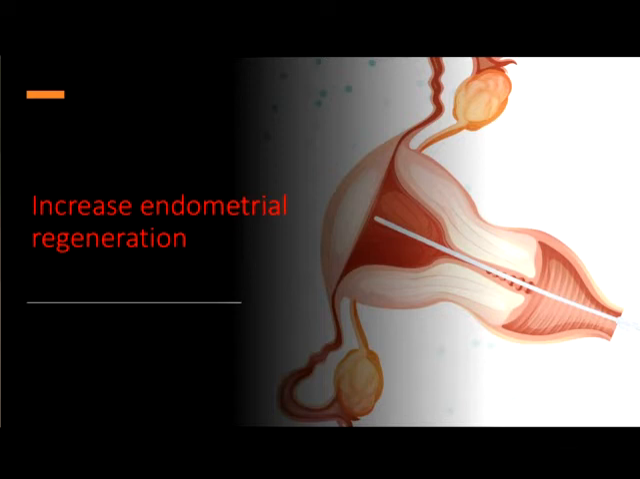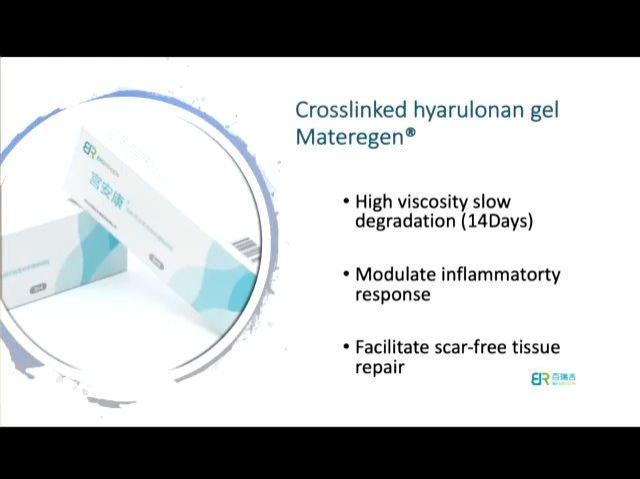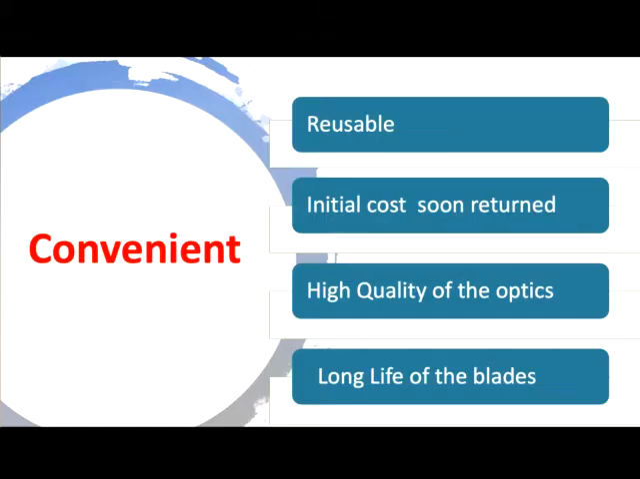On the other side, you can increase endometrial regeneration by using gel. This gel is actually a modified hyaluronan gel. It's made by a Chinese company, and it's called Mate Regen Gel. It stays inside the uterine cavity for 14 days and keeps the walls of the uterus separate for 14 days. In addition, it has the advantage of modulating the inflammatory response in order to facilitate scar-free tissue repair.